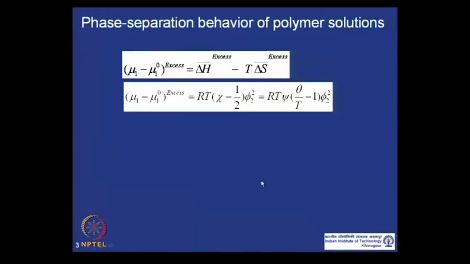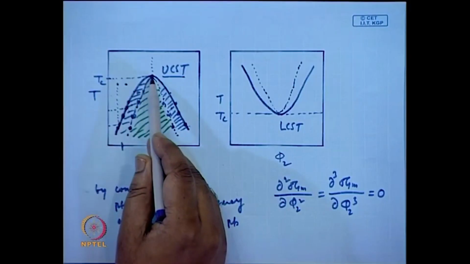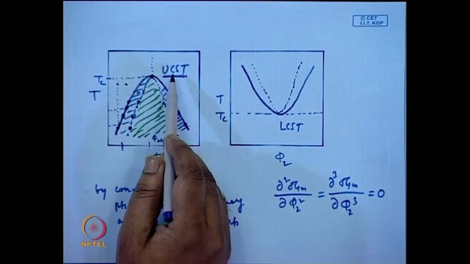In case of most of the polymers, as we have seen earlier, this entropic term is positive. So at some temperature which is higher than theta temperature, this excess term will become positive and you will start getting precipitation. So these are the corresponding temperatures, and in those systems you will get upper critical solution temperature.